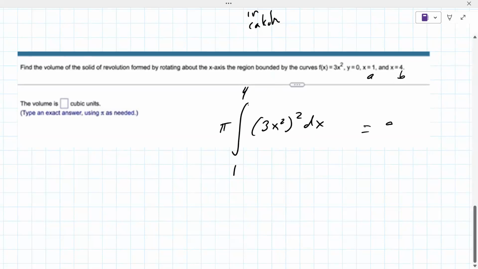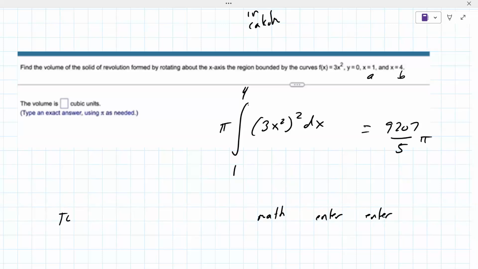All right, so this ends up being 9207 over 5 pi. Don't forget math, enter, enter. That's converting it to a fraction. Okay. That will also help you there. Okay, that was right.